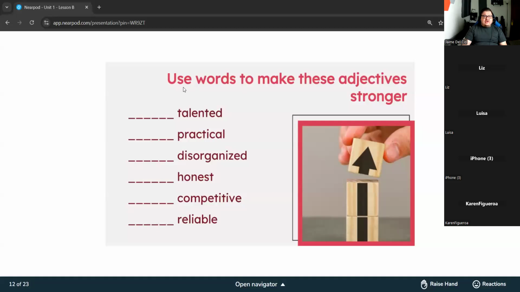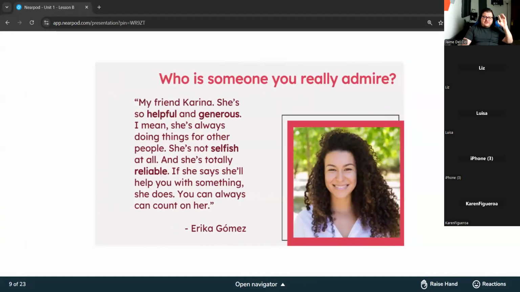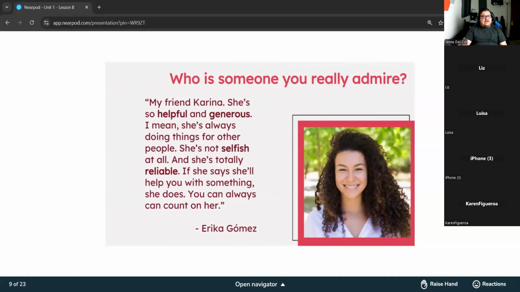So I have another one. Use words to make these adjectives stronger. ¿Qué palabras me refiero? Miremos los textos que leímos al inicio. Miremos palabras como, por ejemplo, she's totally reliable, right? She's so helpful and generous. Vean que no solo es alguien que ayuda y es generosa, sino es she's so helpful and generous. She's totally reliable. No solo es reliable, she's totally reliable.